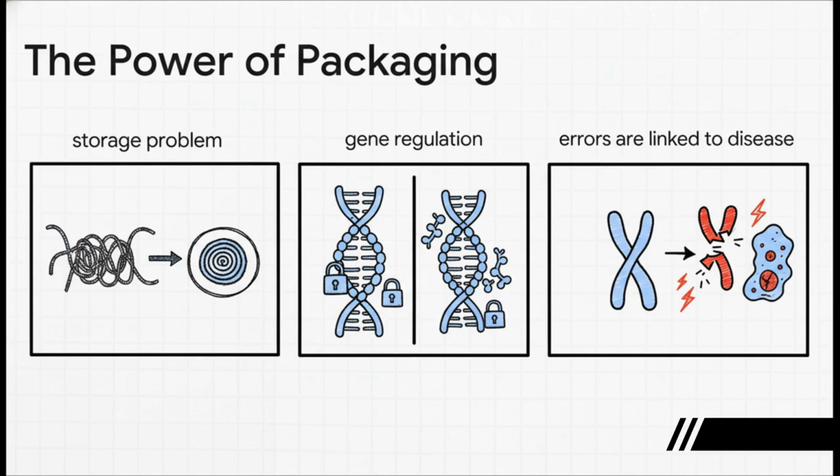Question 3. Let's do a match the following. List 1 has H1 and H3. List 2 has core histone and linker histone. The correct match is H1 is the linker histone and H3 is part of the core.